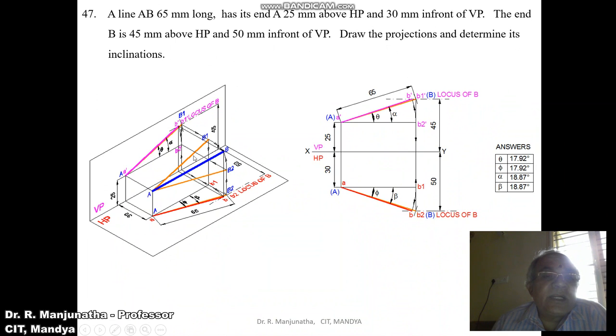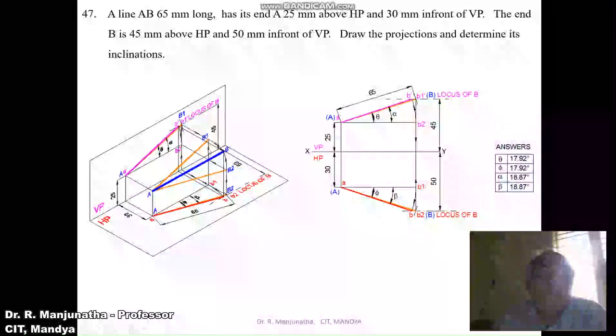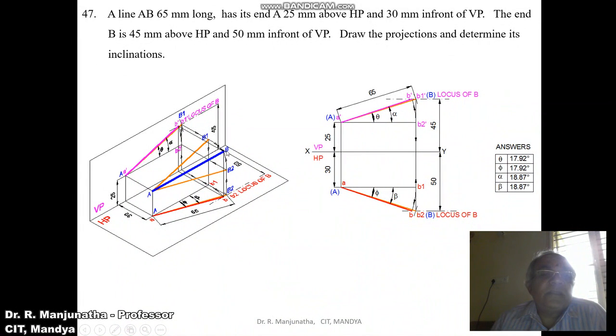So with A as center, taking the radius of AB, you rotate it such that B1 will lie on the locus of B in the top view. So that is this point. You join A and B. This is the line in space. So this will be the actual line. When you look from the top view, that image will fall on the HP. So you're going to get this line as small ab. But when you are rotating in space like this, the path traced by this will be AB1.